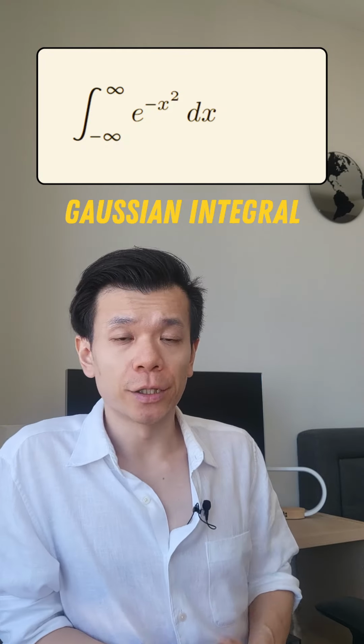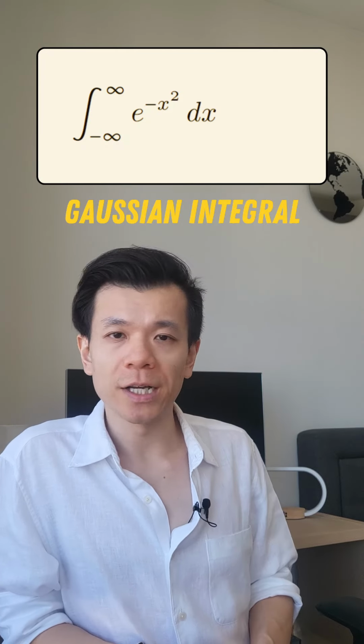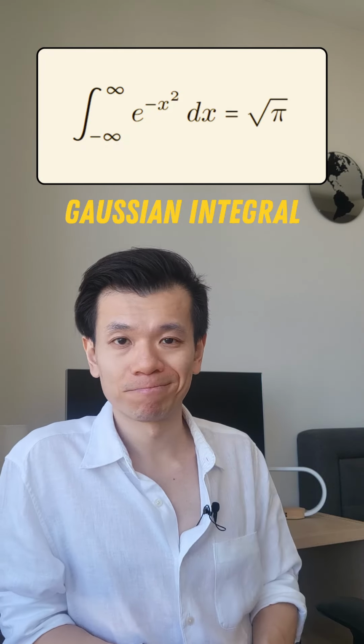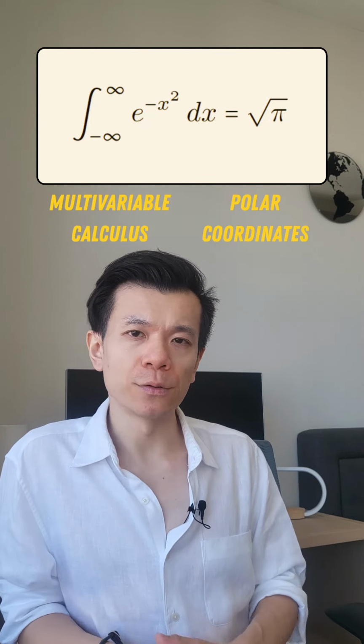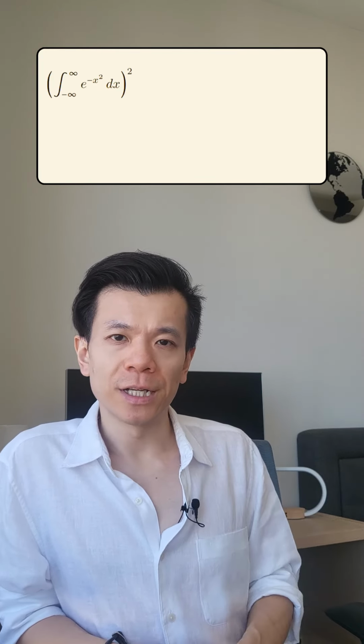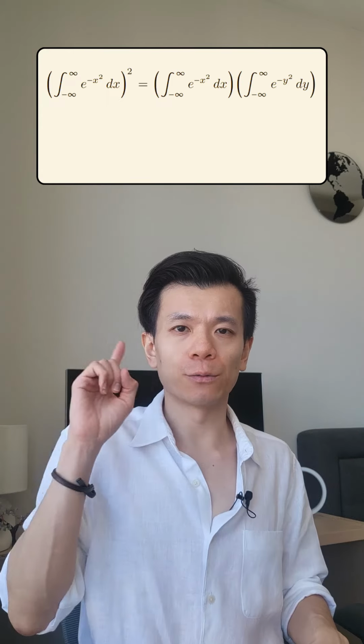This is the Gaussian integral, and we're going to show today why its value is root pi. We're going to use a little bit of multivariable calculus as well as polar coordinates to do so. But first, what we consider is the square of this integral. Doing so, we would have the following.